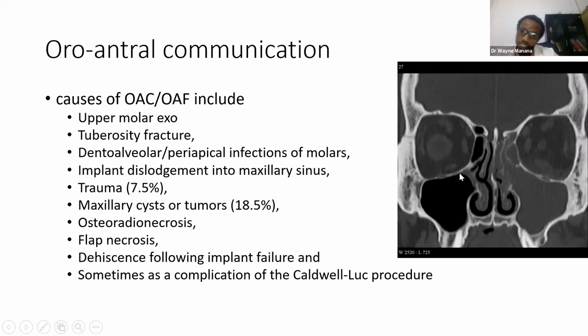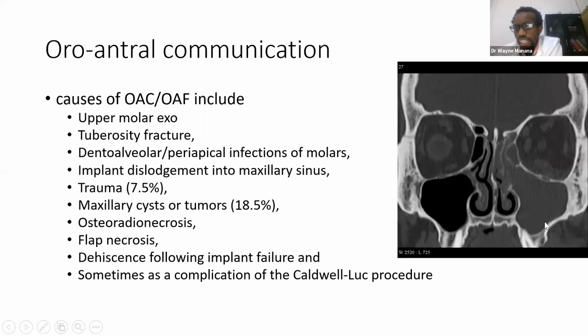Under normal circumstances, you should be seeing air in the maxillary sinus and air in the ethmoid sinus. So this is the orbit. The ethmoid sinus is medial to the orbit, or the eye socket.